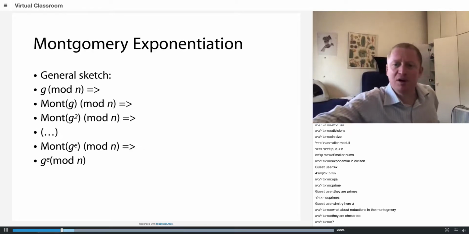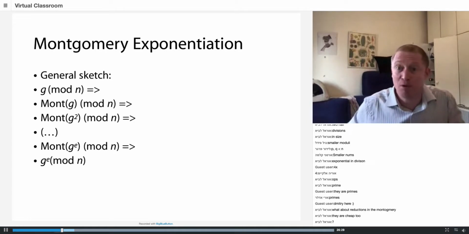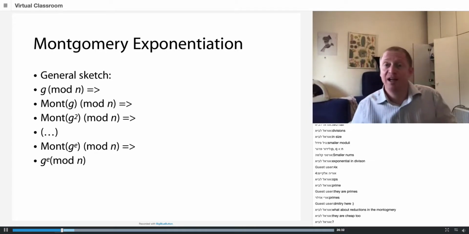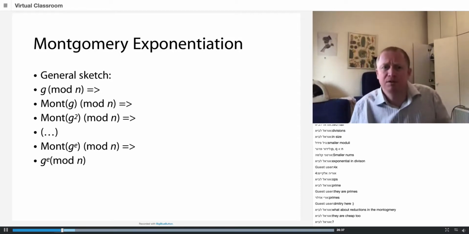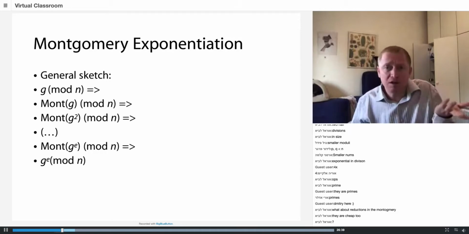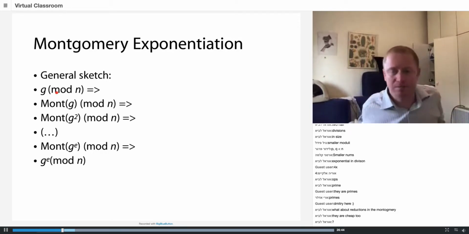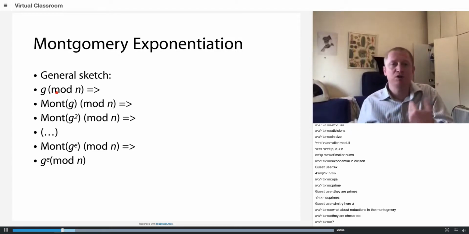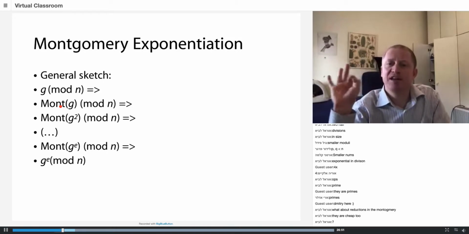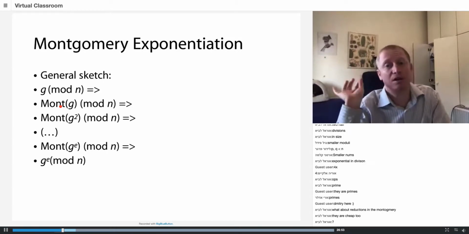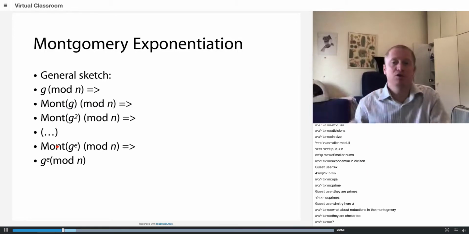There we go. So this is a general sketch. I want to do g to the power of e modulo n, and I want to do it very cheaply. So what is g to the power of e? It's just g times g times g times g. Lots of multiplication. So I'm going to start with g modulo n. And then I am going to enter the Montgomery representation. And then I am going to do the exponentiation in the Montgomery representation, g times g times g times g times g. I'm going to do this e times.